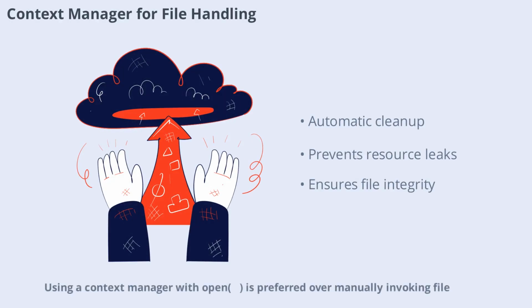Using a context manager with open is preferred over manually invoking file close in production environments. The context manager ensures the exit cleanup code runs automatically, even if an error occurs, preventing resource leaks and file corruption. In AI logging, this guarantees that files are safely closed, even during unexpected interruptions, maintaining data integrity and reliability.